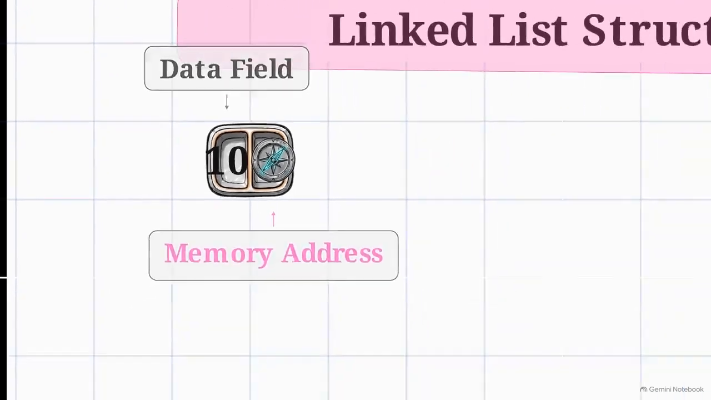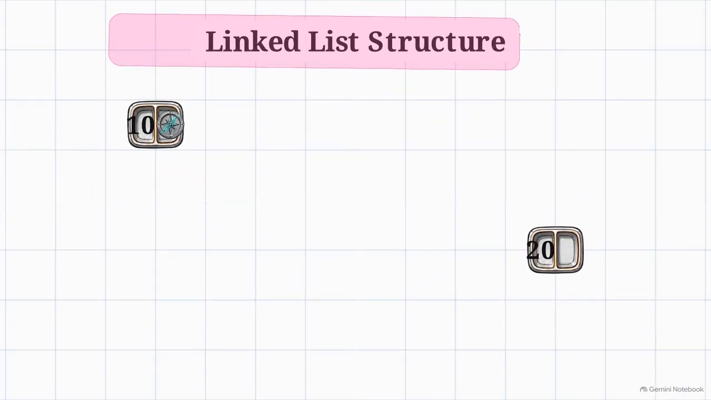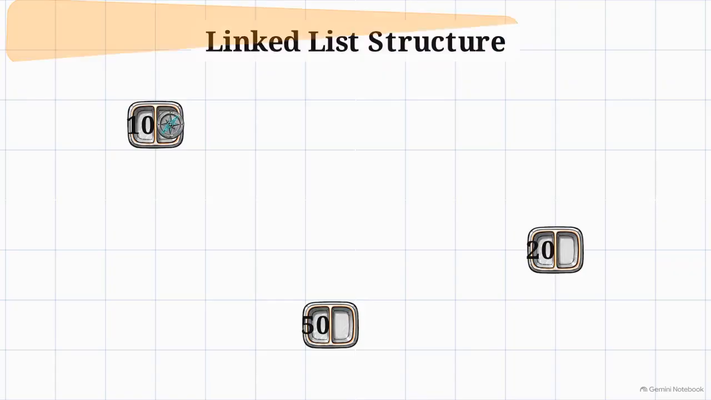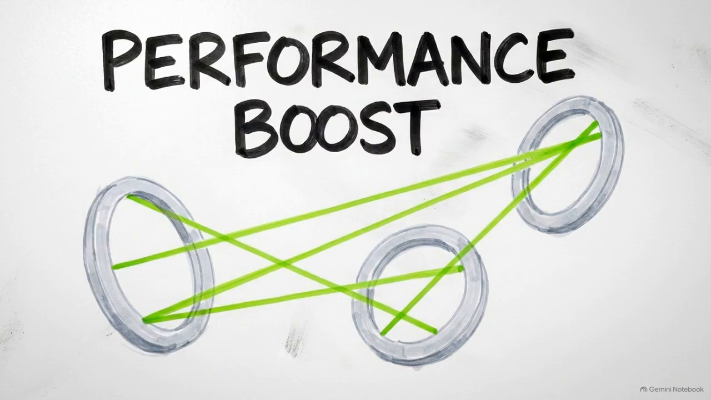When we rerun our insertion operation, the advantage becomes obvious. The computer finds any random empty spot for the number 50. Then it simply snips the pointer coming from 10, rewires it to 50, and points 50 to 20. Not a single piece of existing data had to move.